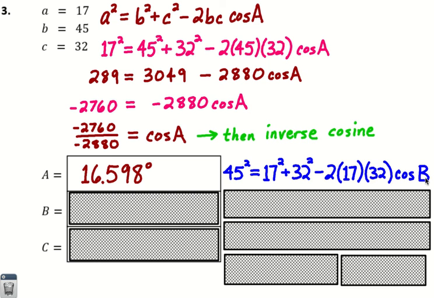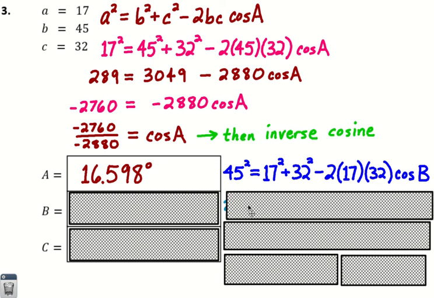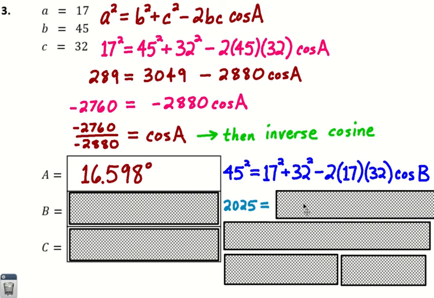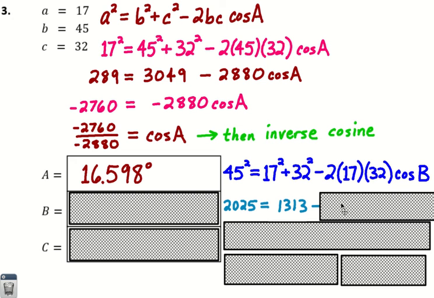And so I'm going to go after big B. It doesn't really matter, though, which one you find next, just like it didn't matter which one you find first, as long as your plan is a double law of cosines. And so 45 squared is that. Like I did before, I'll just do 17 squared plus 32 squared, and that's going to be 1,113.